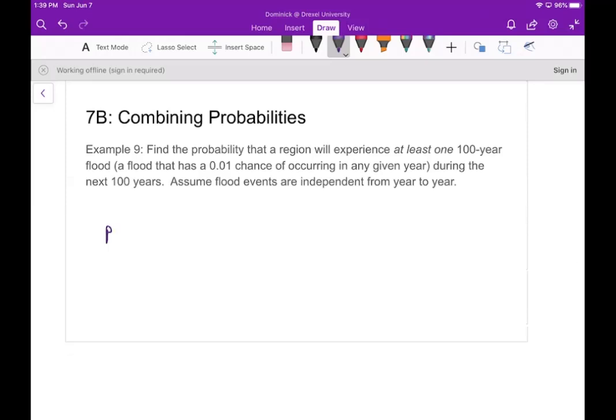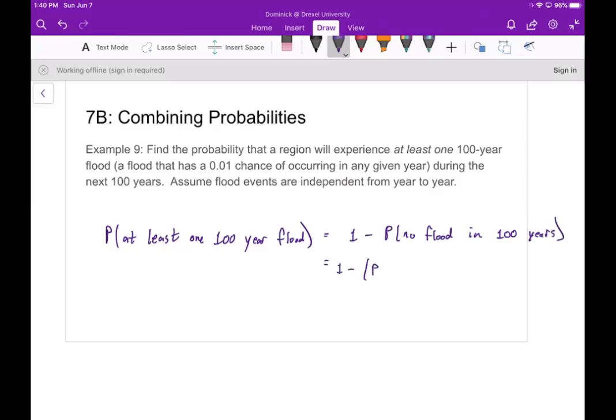Well, we want the probability of at least one 100-year flood. And again, if we want to use the at least once rule, we want to do 1 minus the probability of no flood in 100 years, which we could also say is 1 minus the probability of no flood in a year, to the 100 power for 100 years.